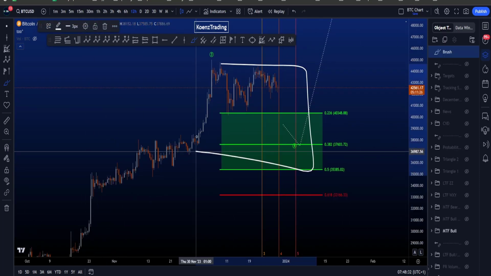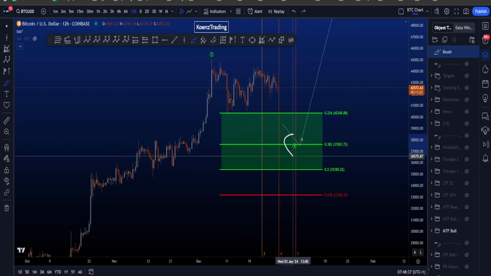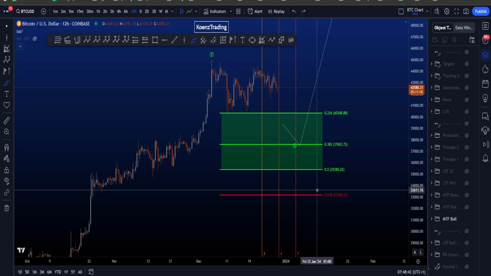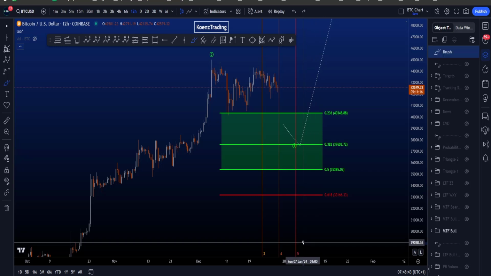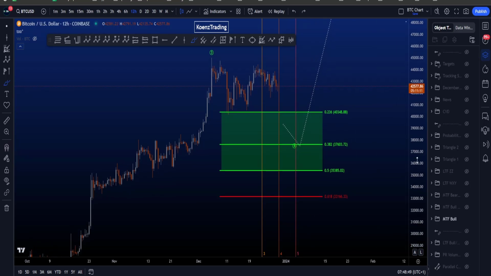Now, wave 4 being 3 times longer than wave 2 is not a problem. Wave 4 being 4 times longer than wave 2 is not a problem, but you do have to start to consider other scenarios as well. And wave 4 being 5 times longer than wave 2 is usually not really something that you like to see, hence it is red as well.